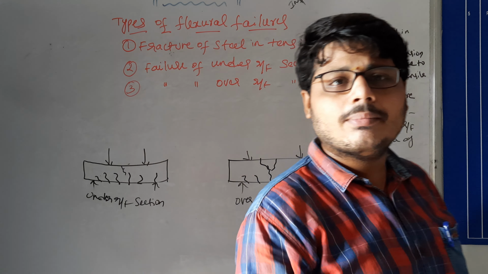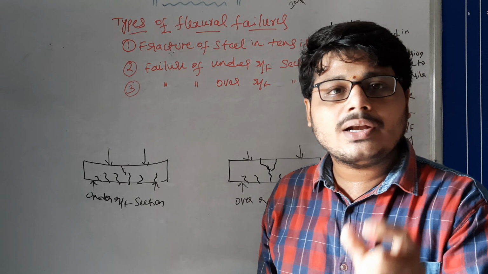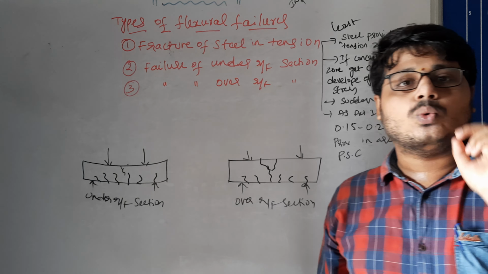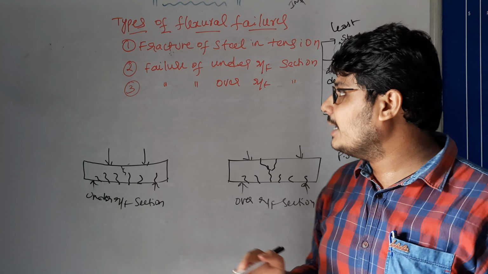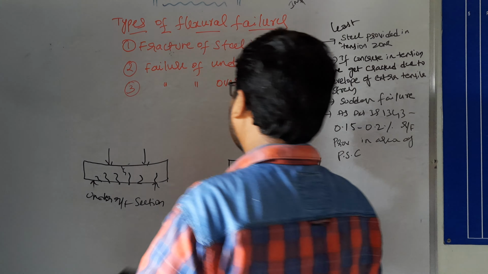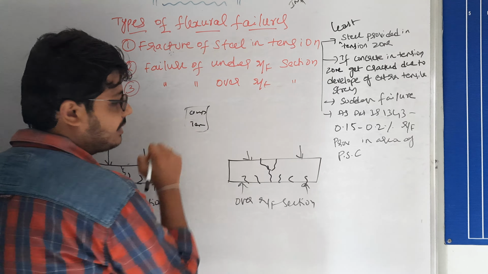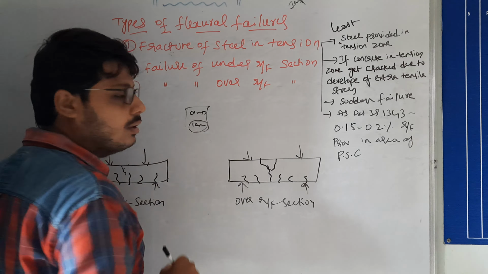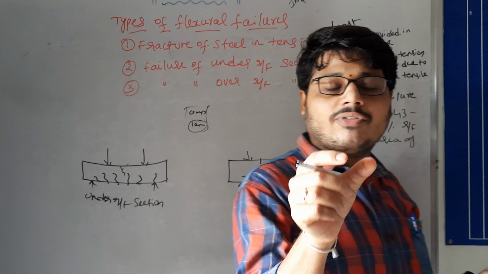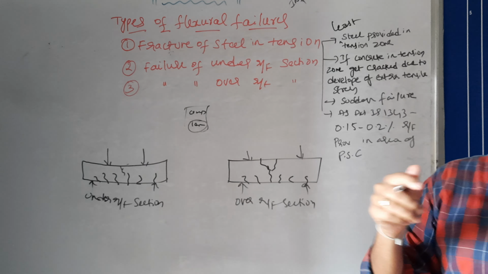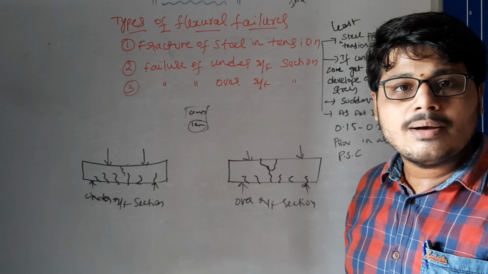Fracture is nothing but development of some cracks. First, development of some cracks due to least steel provided. In the beam we have two zones, one is compression and the other is tension. In tension zone there is least steel provided. So why does the failure in flexure occur? Because in tension zone least steel is provided.